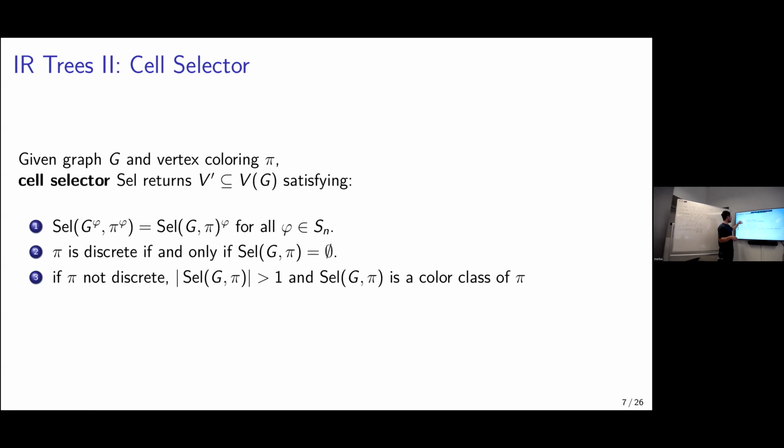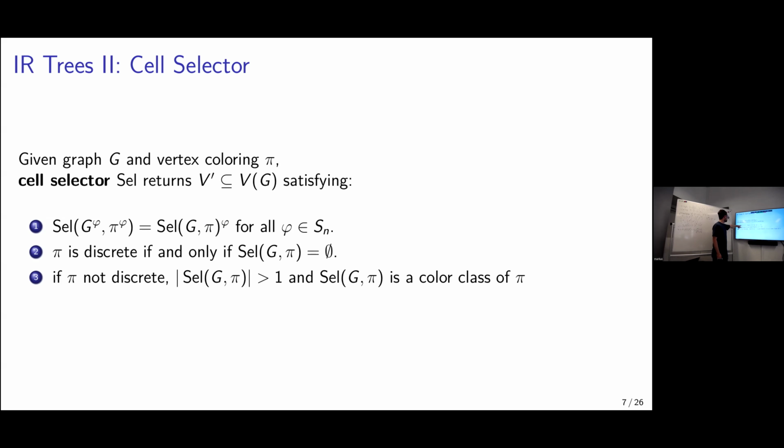It takes a graph and a coloring, which is going to be the refined coloring at some node in the tree. Then we want to determine in which color class we are going to do the individualization. That is this cell operator. It takes a graph and a coloring, and it gives you a subset of vertices. Specifically, this is what property 3 says, it's a color class of pi. And we need to do this in a very specific manner. We have to do it isomorphism invariantly.